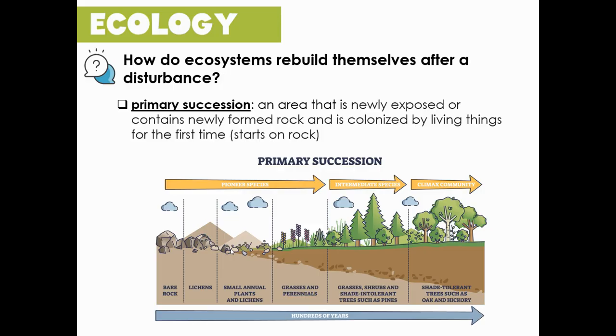And then when those things die and decompose and the decomposers go to work, then you have room for your more intermediate species, like some little shrubs and trees. And then, of course, over time, we get a climax community where we can have our hardwood trees. Again, more shrubs, but they're going to be sturdier shrubs and these shade-tolerant trees like oaks and hickories.